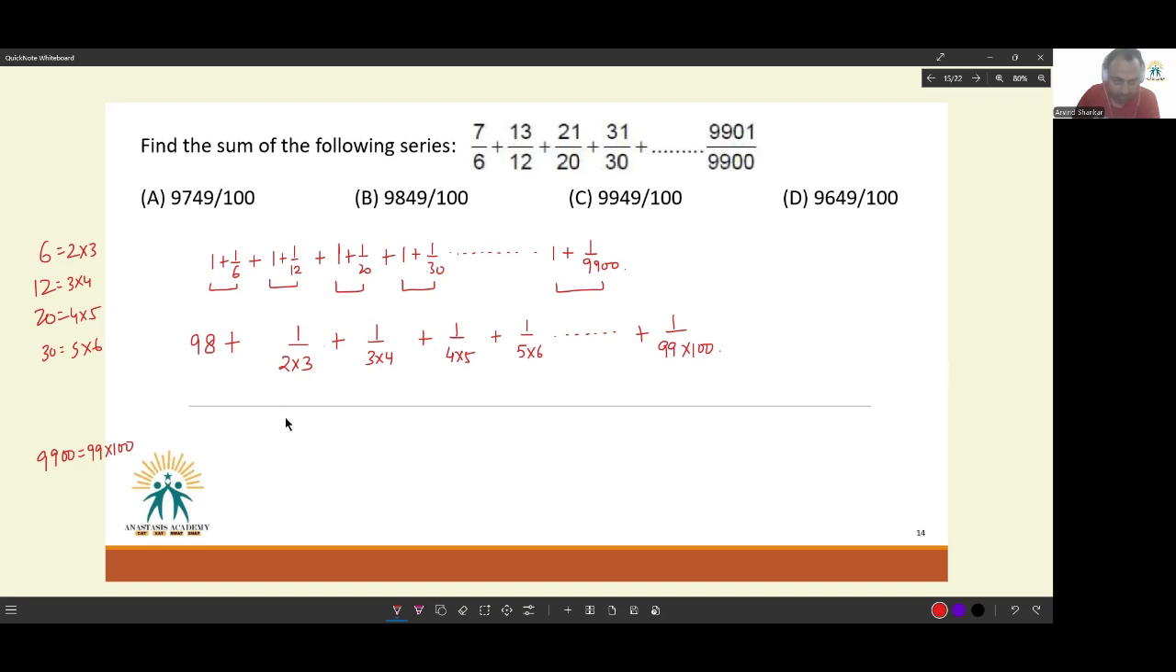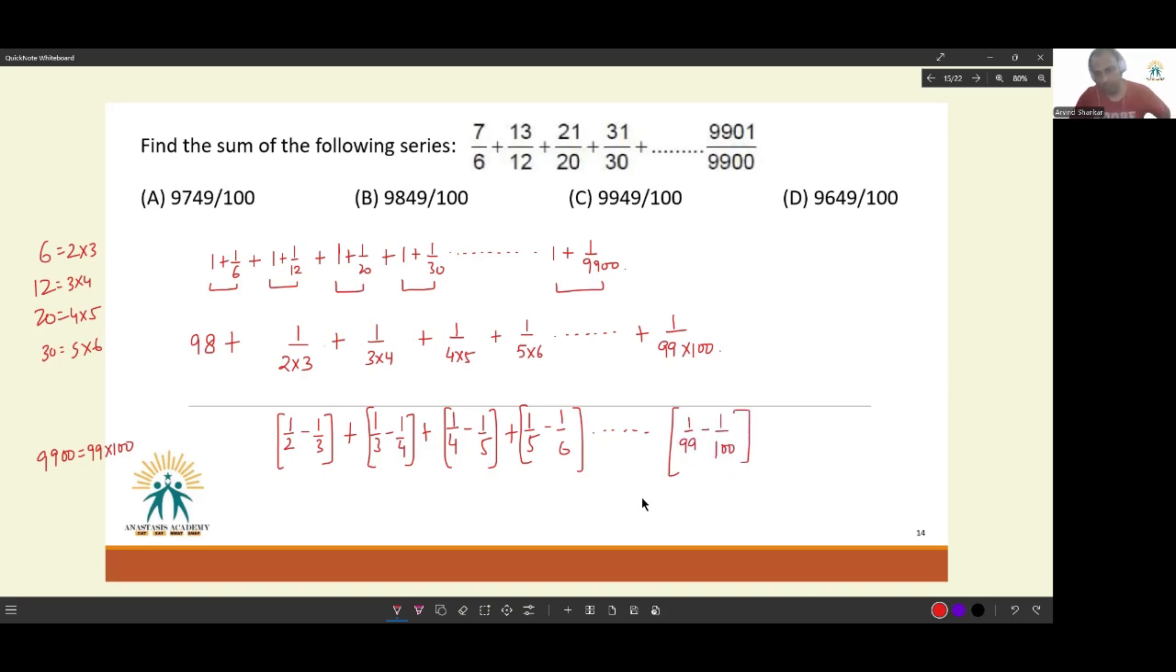One of them is, if I break this down as 1 by 2 minus 1 by 3. Yes, 1 by 2 minus 1 by 3 does give me 1 by 2 into 3, so it is fine. Here, I will get 1 by 3 minus 1 by 4. For the next term, I will get 1 by 4 minus 1 by 5. Then I will get 1 by 5 minus 1 by 6. And it will go on till 1 by 99 minus 1 by 100. No problem at all. The 98 at the beginning definitely remains.